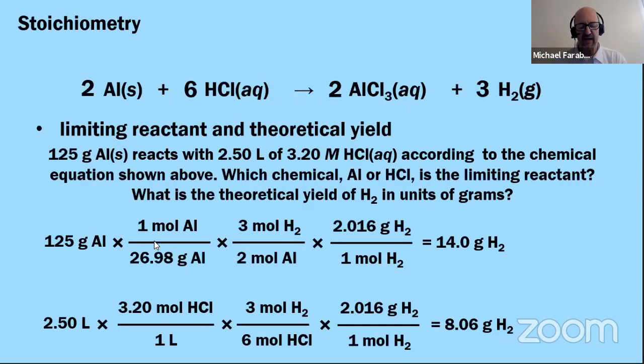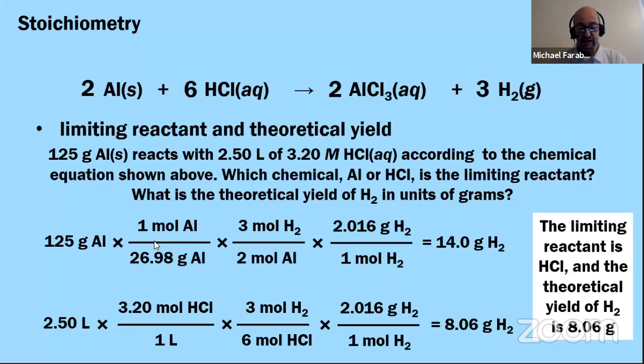14.0 and 8.06. So by definition, the limiting reactant limits how much you can produce. So therefore, the limiting reactant in this case will be HCl, because it produces a smaller amount of product when I do my stoichiometry calculations.